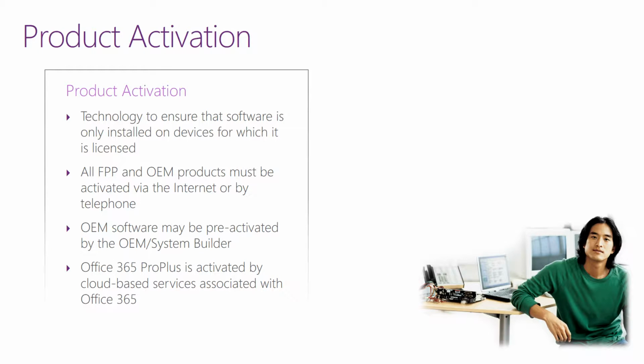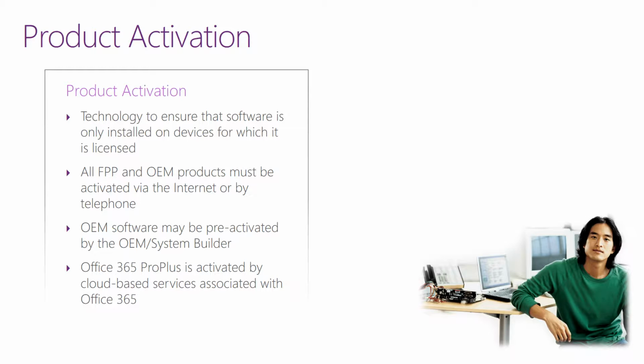Another important aspect of purchasing Windows and Office licenses is the concept of activation. Product activation is technology that ensures that software is only installed on devices or used by users for which it is licensed. For instance, if you were to buy a Windows 10 license as a full package product, you may only install that software on one device, and it's product activation that enforces this licensing restriction.